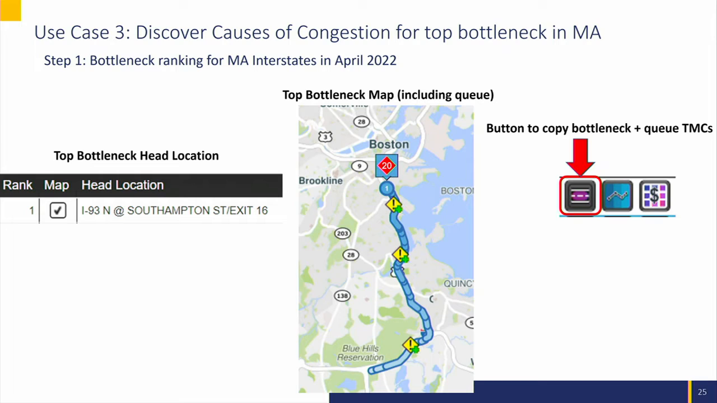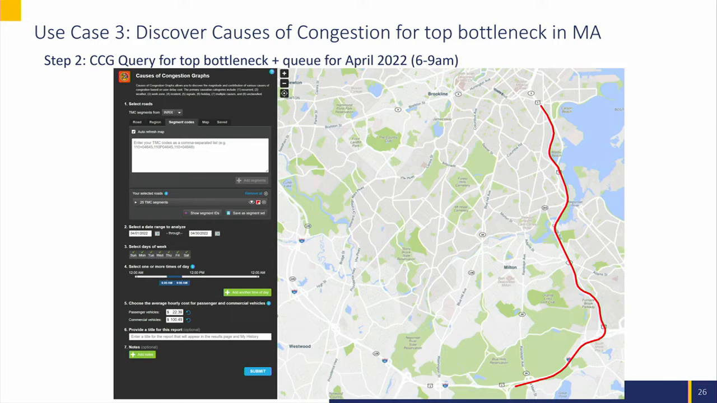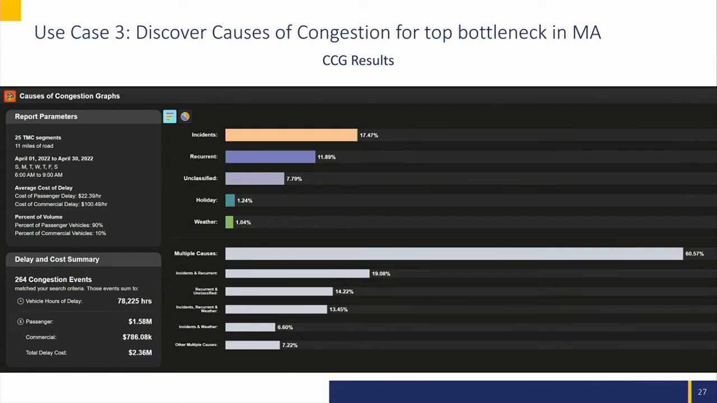And then I exported this. All the blue segments are the list of segments in the queue for this bottleneck. I inputted that into the causes of congestion tool for the month of April, and you get these results. You can see that incidents was actually a major contributing factor. But again, look at the multi-cause this time, 60%. And you see the pattern, though. The top two individual causes, incidents and recurrent, also comprise the largest multi-cause category.